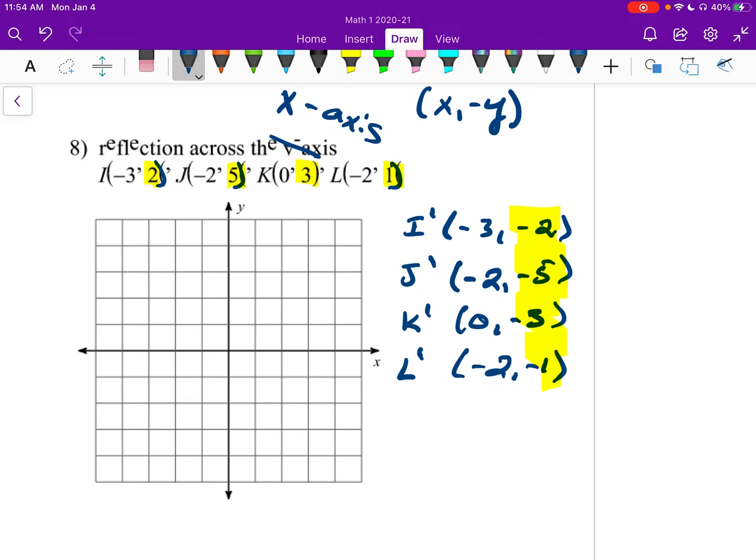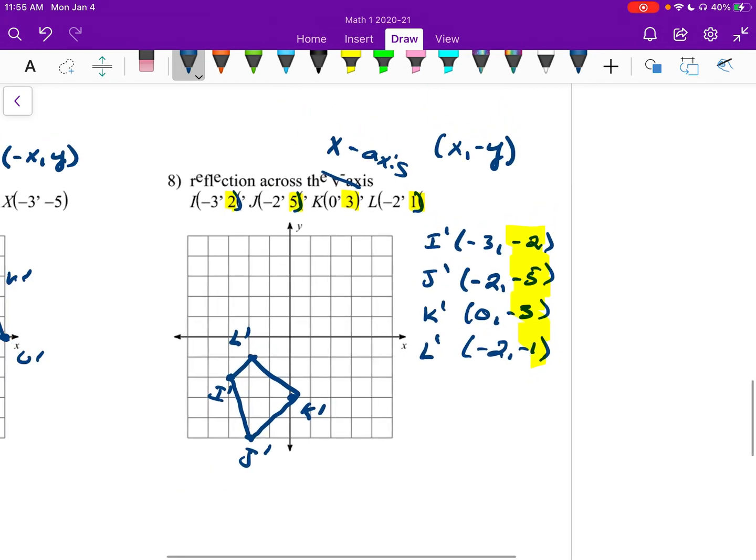So now to go plot these, I'm at negative 3, negative 2. There's my I prime. J prime's at negative 2, negative 5. K prime is at 0, negative 3. And L is at negative 2, negative 1. Connecting the dots gives me that little trapezoid thing. All right, there we are.